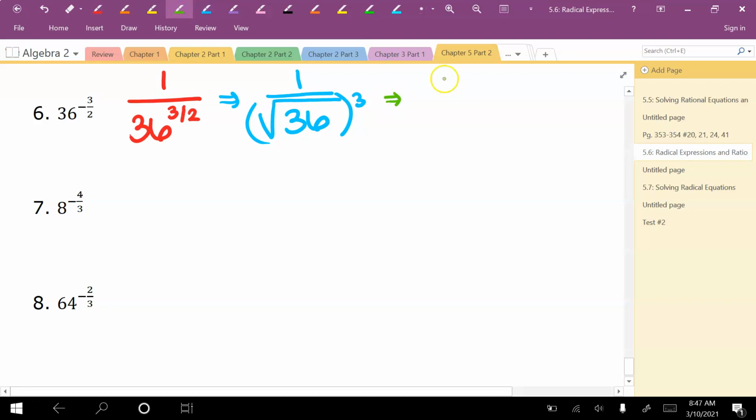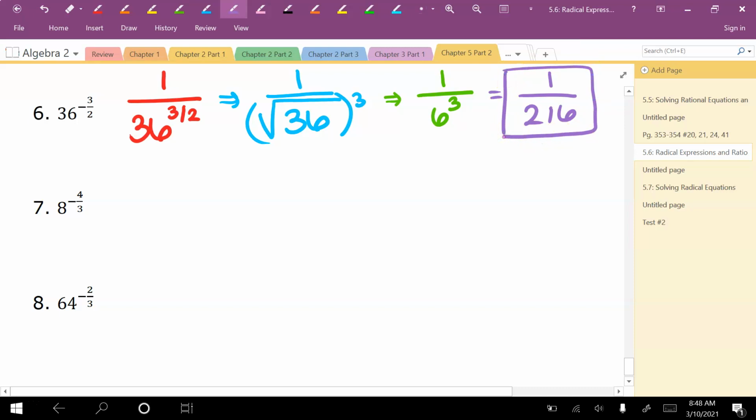So what is the square root of 36? 6. So the square root of 36 becomes a 6, and then you still have that raised to the 3rd power. The last thing you need to do is take 6 to the 3rd power, which is going to be 216. You're going to get 1 over 216.